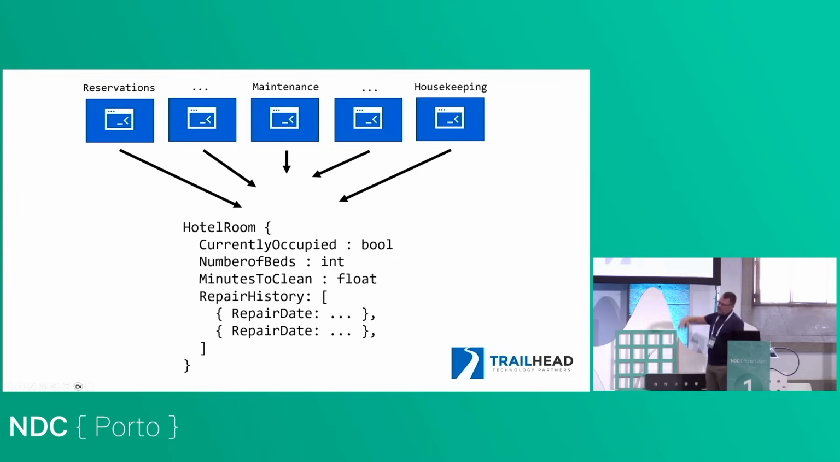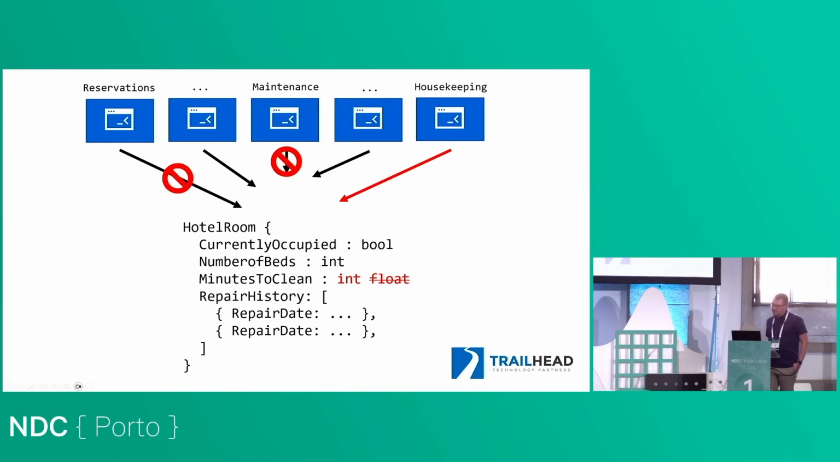And they've got maintenance and housekeeping and maybe some other microservices in there. Obviously, a hotel room object is going to be a really important one in their data model. So right now, all of those services are sharing that same model for their hotel room data. It's got information in it like, is it occupied currently? It's got how many beds are in there. It's got how long it takes to clean. Maybe it has a related child entity, like the repair history in that room or maintenance requests or something like that.